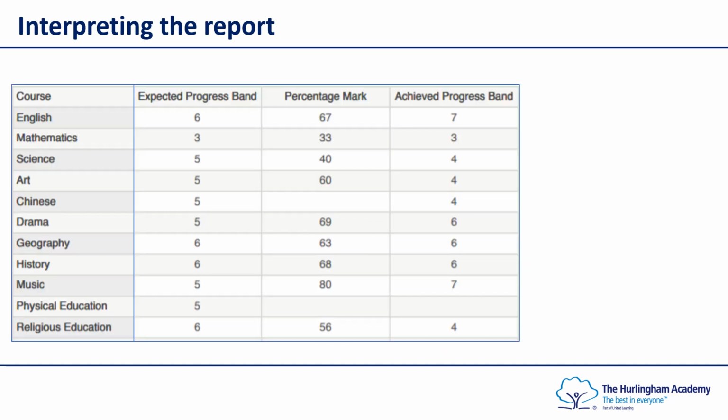To gain an understanding of students' progress, we compare their expected progress bands with their achieved progress bands. For example, in geography, this student's expected progress band is 6. They have also achieved progress band 6 in this term's assessment, and that shows that they are performing as expected in this subject.